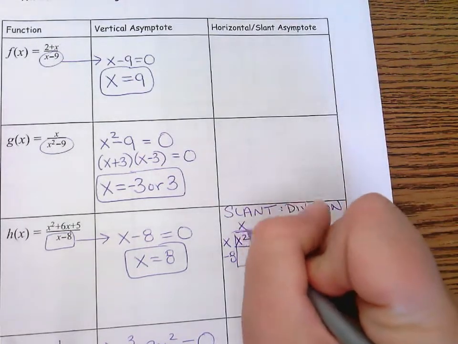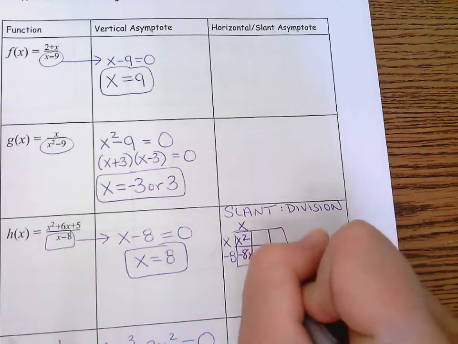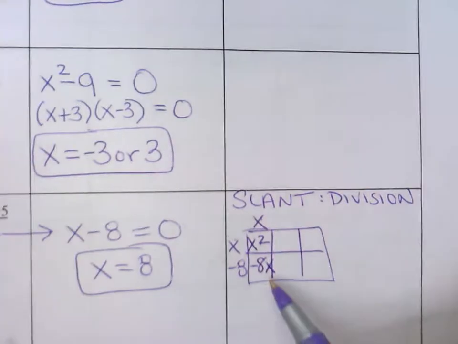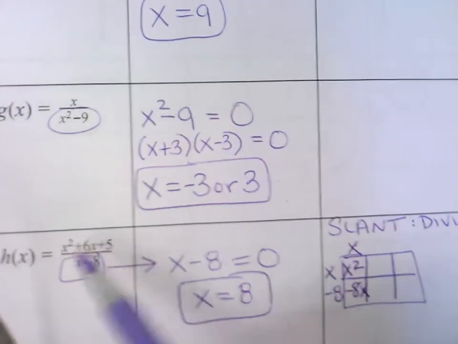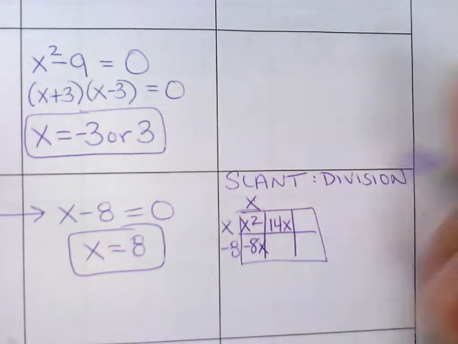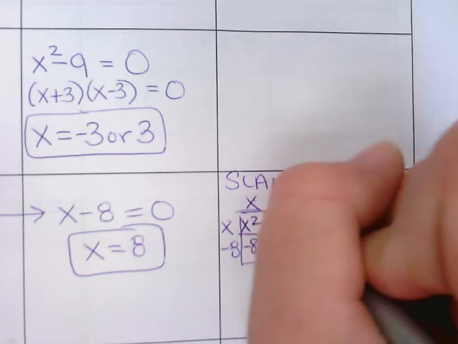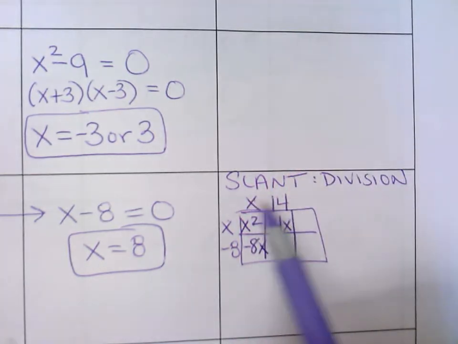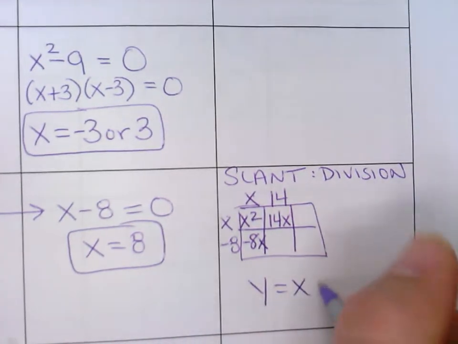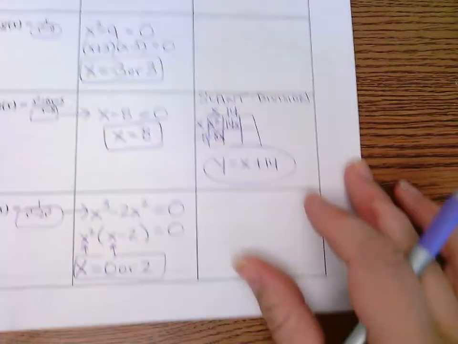So x times x is x squared, x times negative 8, negative 8x. I'm trying to get 6x, right? So if I have negative 8x, I have to add 14x so that I get positive 6. So it looks like x plus 14 is going to be my asymptote. I really don't care about the rest because it's all remainder. So y equals x plus 14 is the equation of my asymptote for that one.